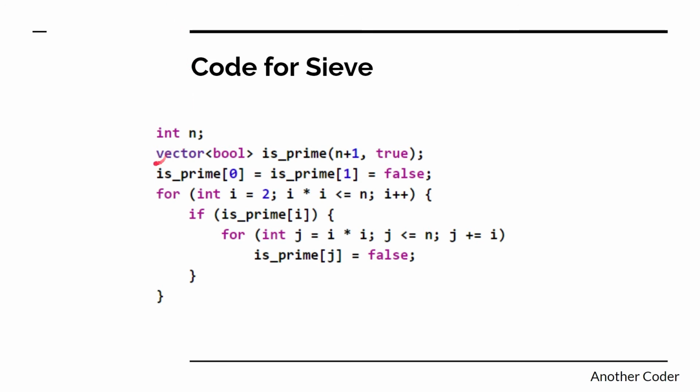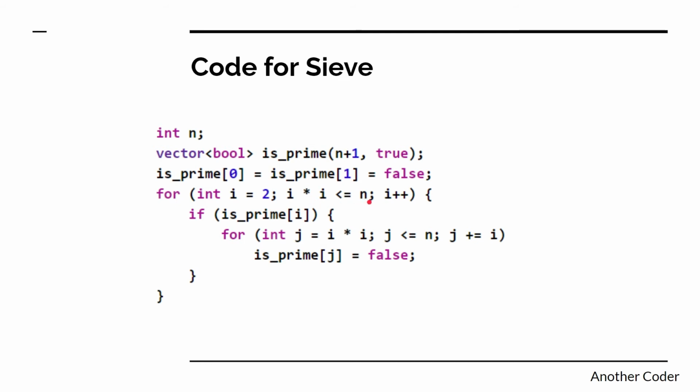So we create a boolean vector of size n plus 1. This is just for one based indexing, that's why we have taken n plus 1 size, and we mark all of them as prime. In the starting we mark 0 and 1 as non-prime, we mark them as false, so that they are non-prime numbers, right? Now we start a for loop from 2, and we go up to square root of n.